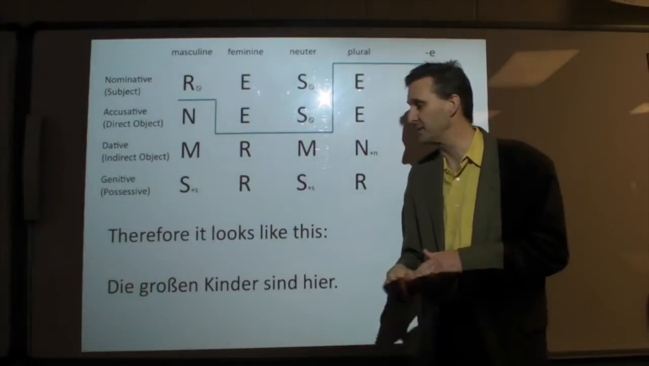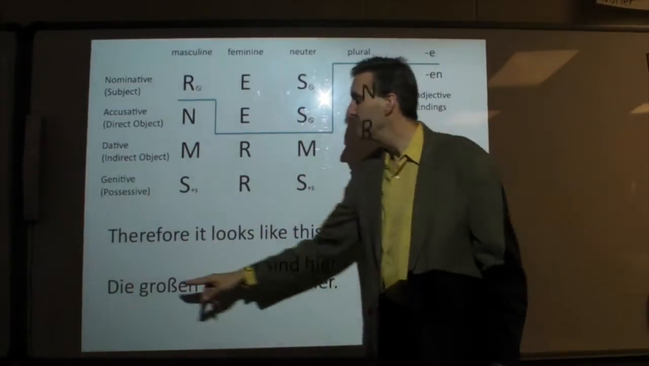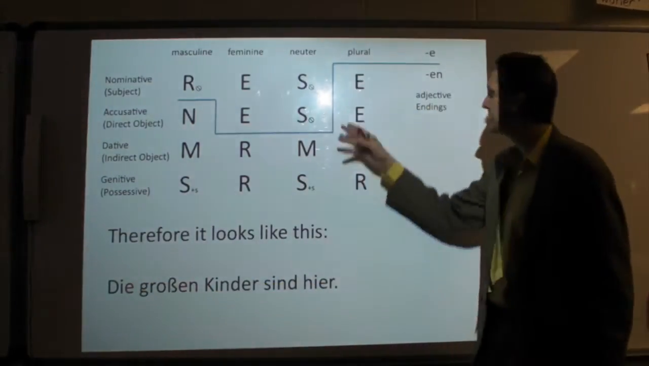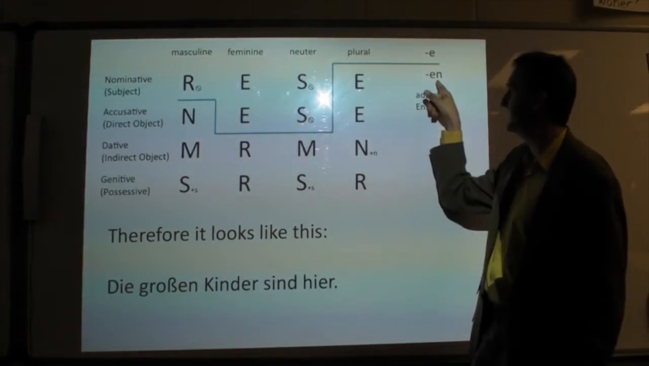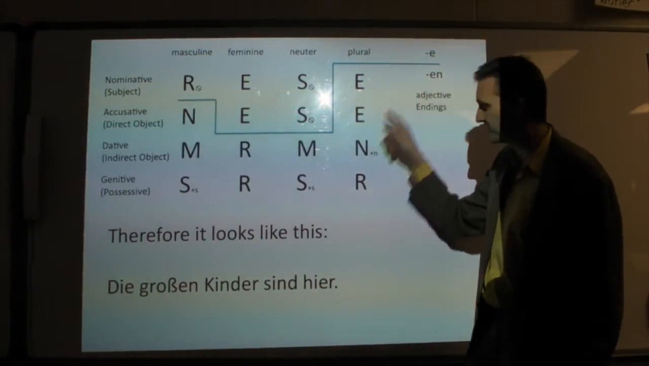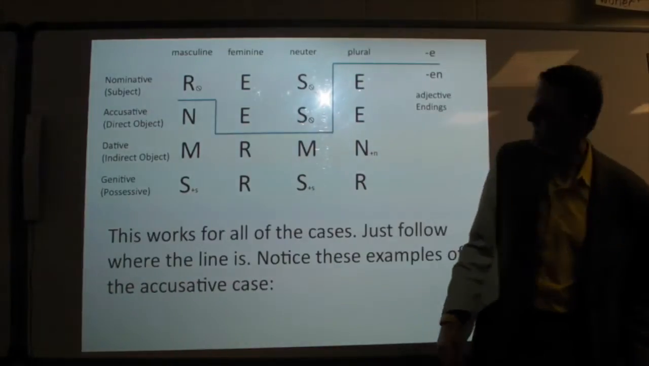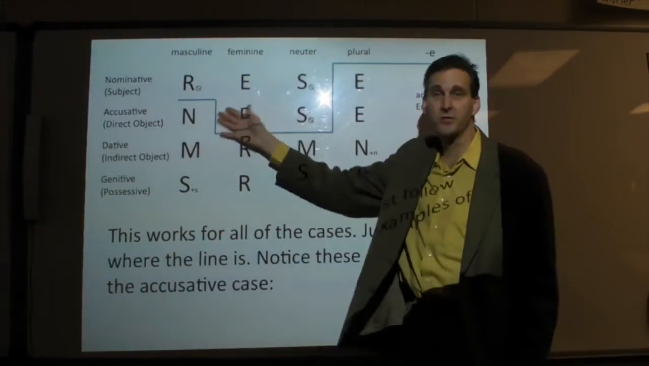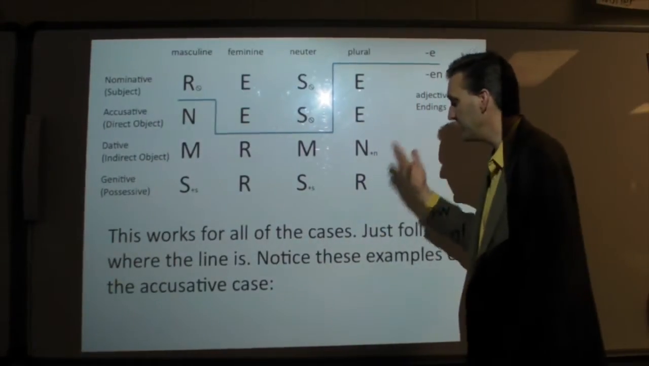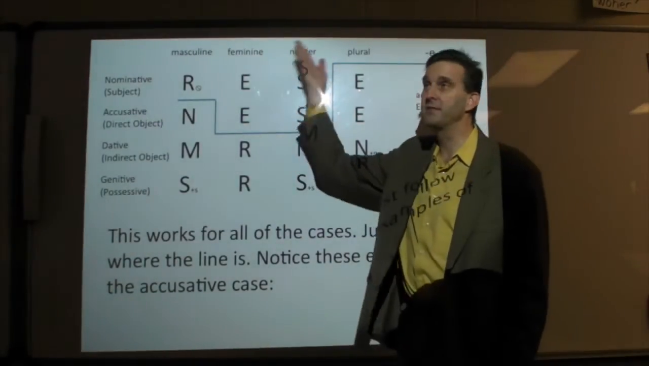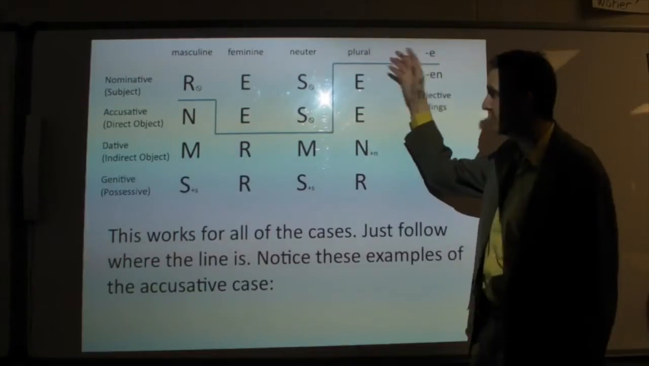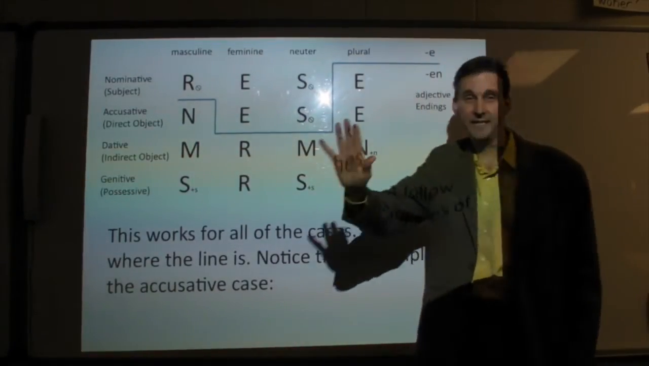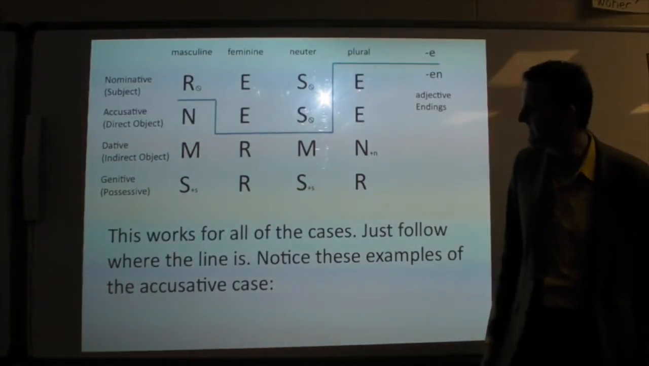There's going to be a small exception coming up, but we'll get there. So, die großen Kinder. Again, die großen, below the line for the adjective. Okay, very good. Then, it works for all the cases. Just follow the line. Is it above the line? Is it below the line? If it's above the line, you're going to add an E to the adjective. Below the line, add an EN to the adjective. And mostly that's going to take care of you.